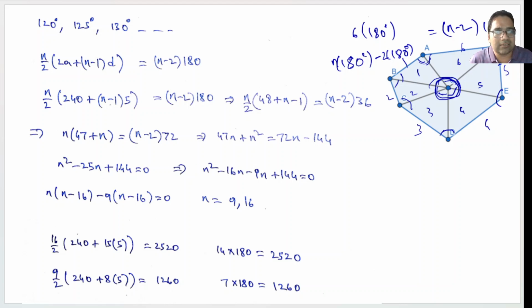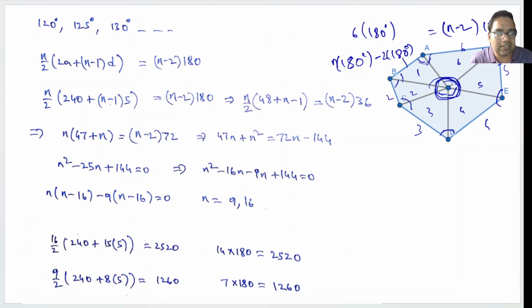16 nines are 144 and 16 plus 9 is 25. So n squared minus 16n minus 9n plus 144 equals 0. That means n is either 9 or 16. That means the polygon could have 9 sides or 16 sides.